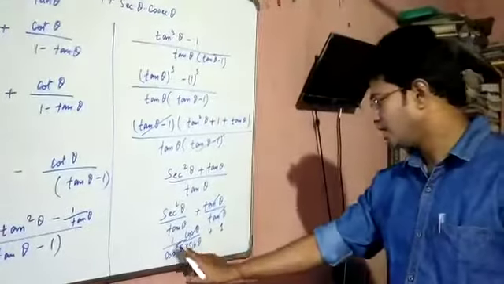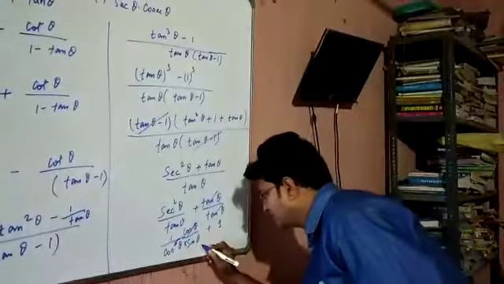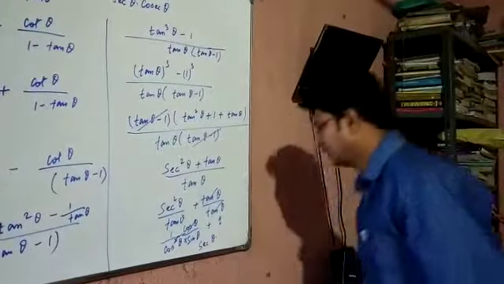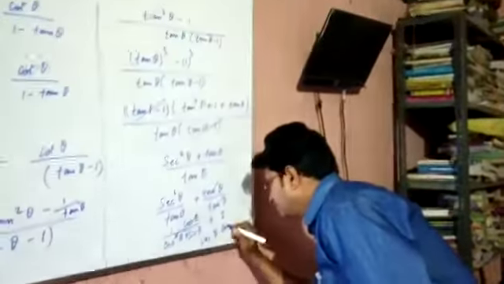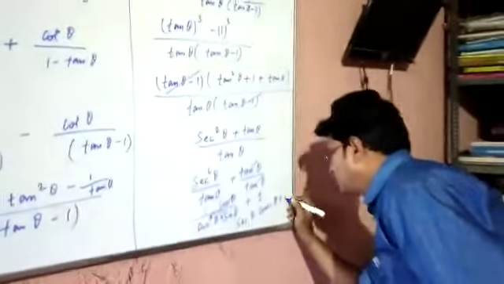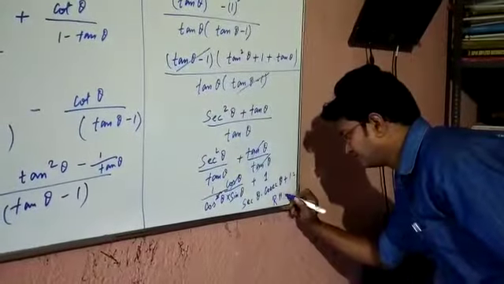Here you are getting 1. So one cos theta will get reduced. Now 1 by cos theta. So finally you are getting 1 by cos theta is sec theta into 1 by sin theta is cosec theta plus 1. And this is nothing but equal to the right hand side.